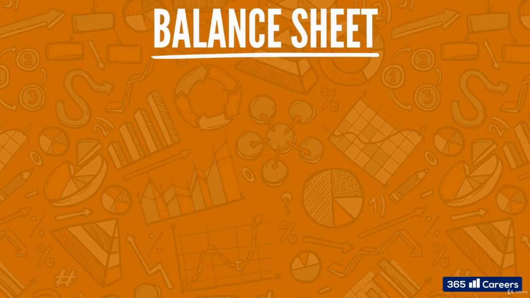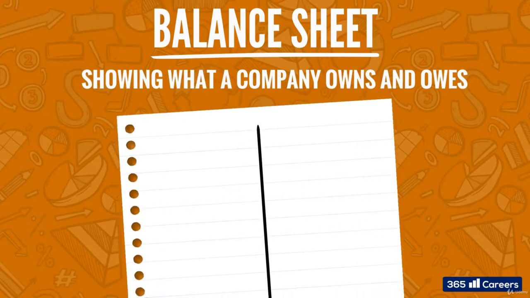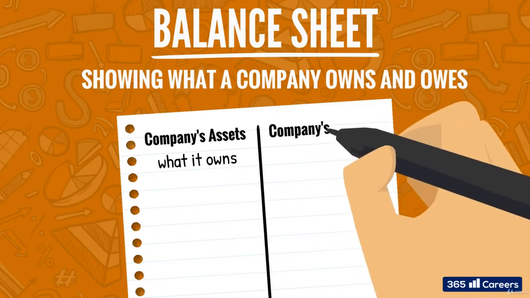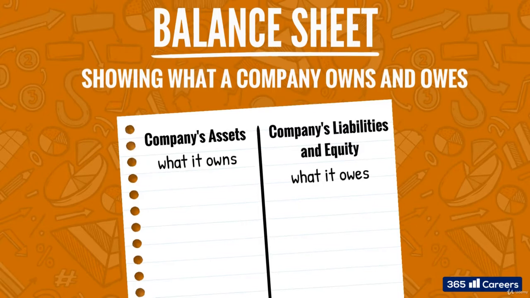As we have said before, a balance sheet is a statement that shows what the company owns and owes. Every balance sheet has two sides. On one side are the company's assets, what the company owns, and on the other side are the company's liabilities and equity, what the company owes. It is important to remember that assets stand on the left and liabilities and equity are on the right side.